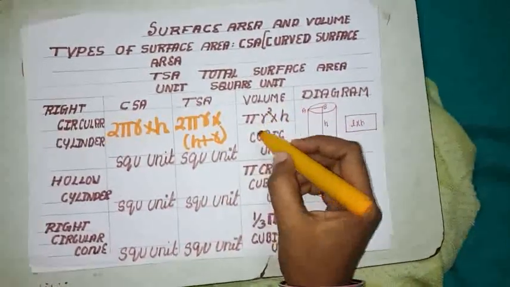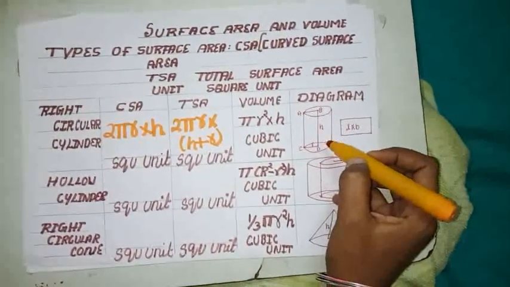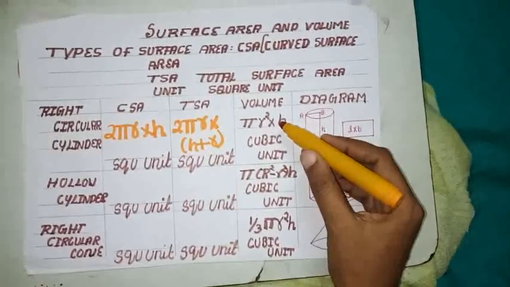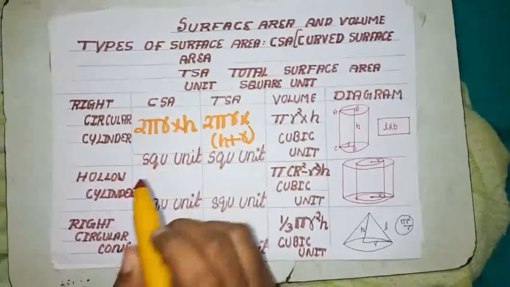Next, the volume formula is the base area with height. Area of the circle is pi r square, into h. Unit is cubic unit.